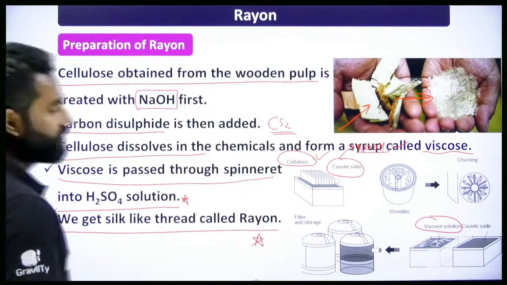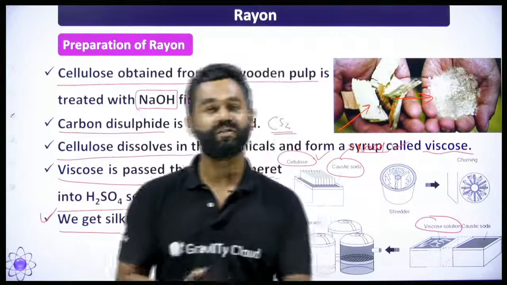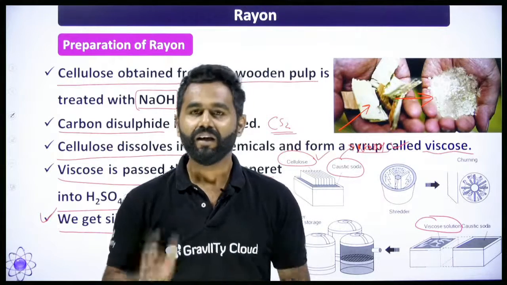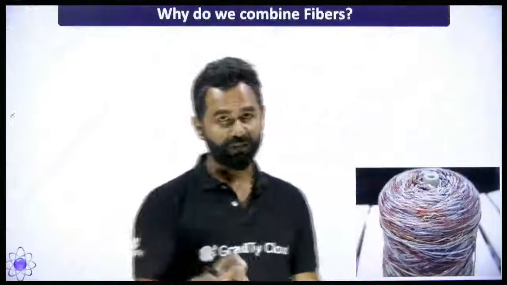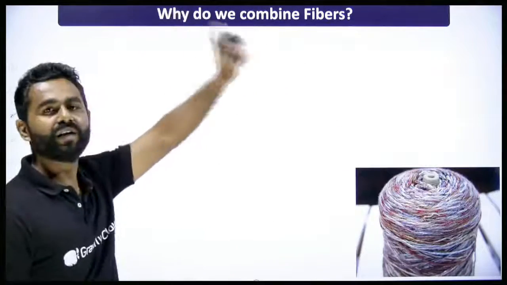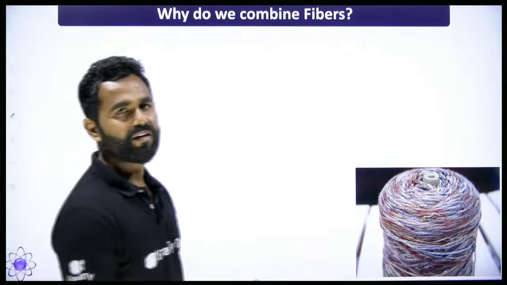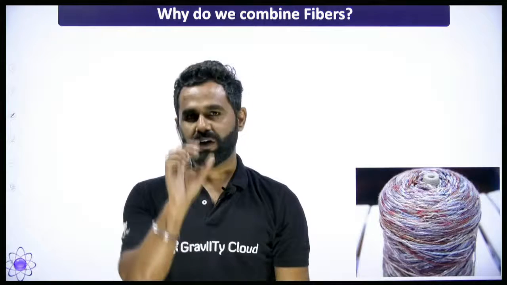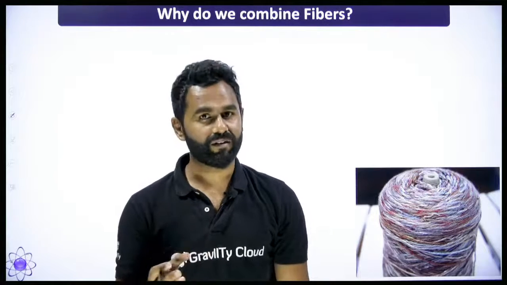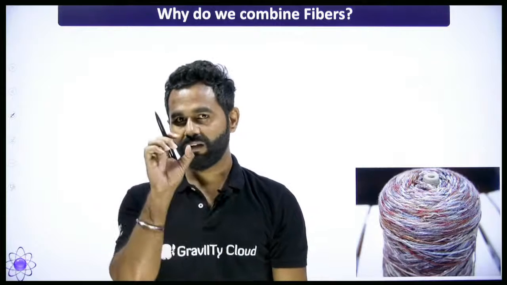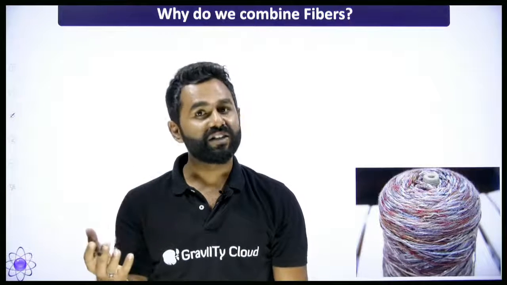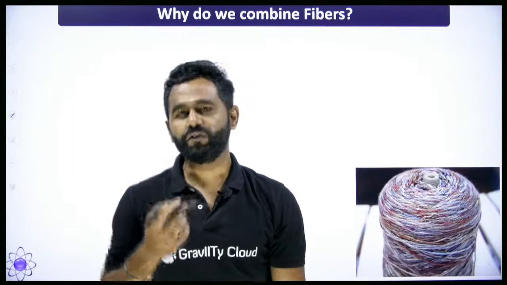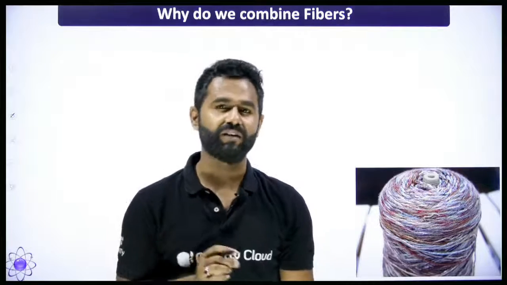Okay, so this is how the rayon synthetic fiber is prepared, and this is all about rayon synthetic fibers. The next important thing which we need to understand is why we combine the fibers. In the last few minutes I told you that we can combine rayon with wool to get carpets, or we can combine rayon with cotton to get bed sheets. How do we do it and why do we do it? All these things you need to understand.